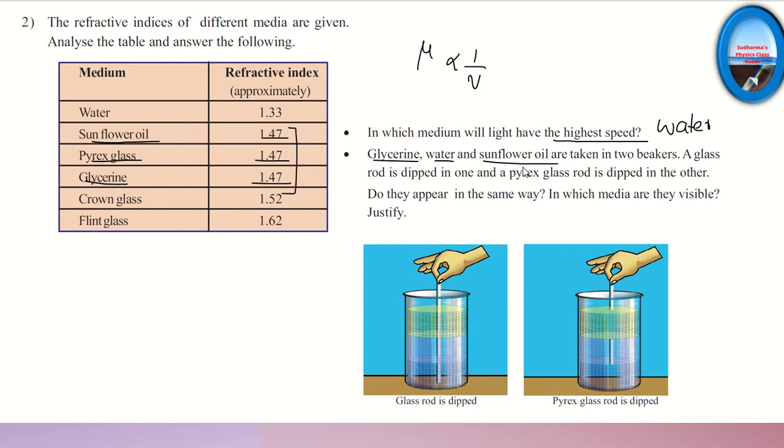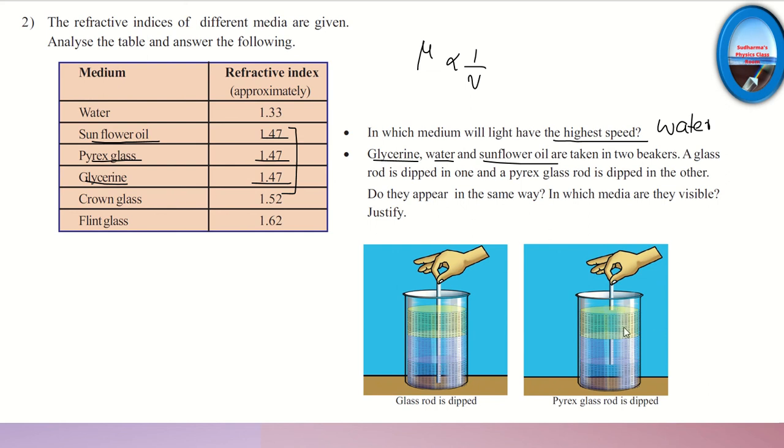So in glycerin and in sunflower oil, if a glass rod is dipped, see it, all three liquids are taken in the same beaker and the glass rod is dipped. Wherever the portion of water is there, we will be able to see that. In glycerin and sunflower oil, the way it bends will be the same because they have the same refractive index. Water has a lower refractive index compared to glycerin and sunflower oil, so the bending will be less in water. So the extent of bending will be different. We will be able to see the glass rod.